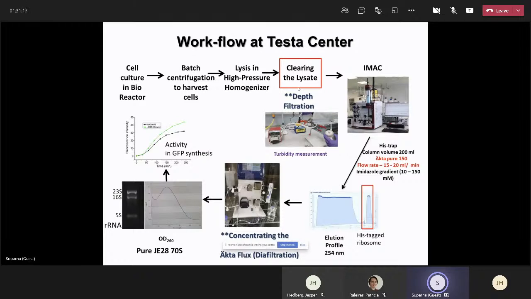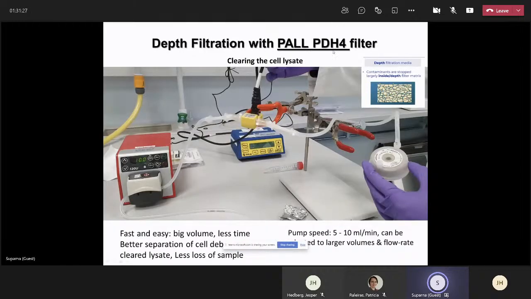But when we did it at the Testa Center in collaboration with Testa and Pall Technologies, where Patricia was particularly helpful, we could choose a Pall PDH4 filter that you see here. This is a depth filtration media. I took this cartoon from Patricia's talk a few minutes before. It really shows how the contaminants are stopped largely in the depth filter matrix.